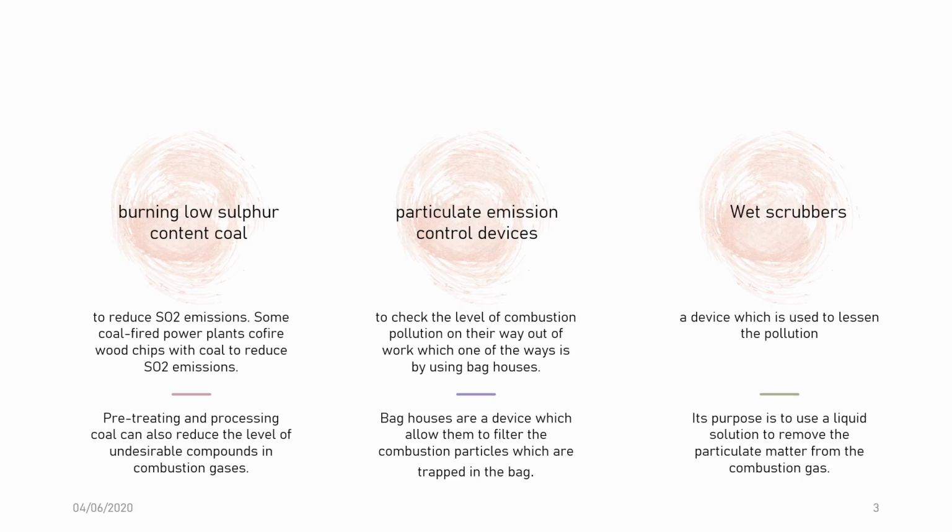The second thing is a device that checks the level of pollution on the way out of the plant, one way of which is by using baghouses. And what are those baghouses? Baghouses are devices which filter the particles, which are trapped in the bag. And there's another device we have over here, called a wet scrubber, and this device is used to lessen air pollution. The purpose of this device is to use a liquid solution to remove the particulate matter from the flue gas.